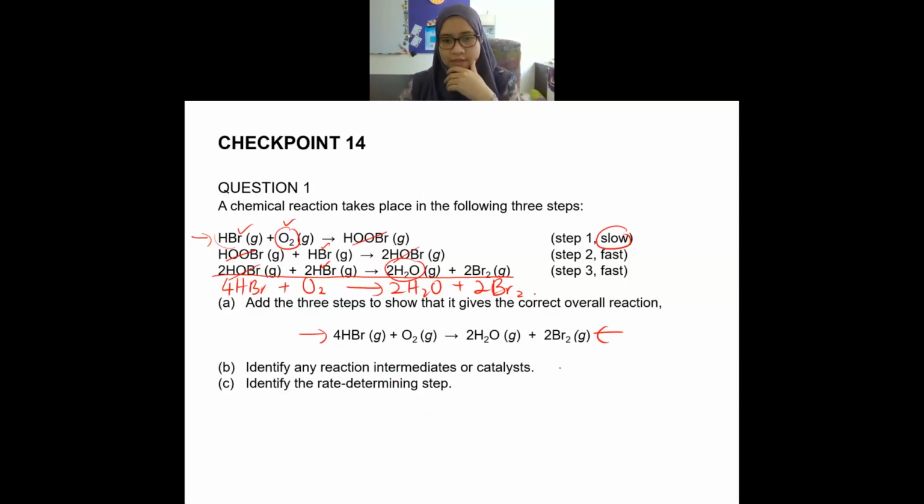So we don't have catalysts, but we do have intermediates. So it is HOOBr and HOBr. Identify the rate determining step. So it will be the slowest. The slowest will be the rate determining step.